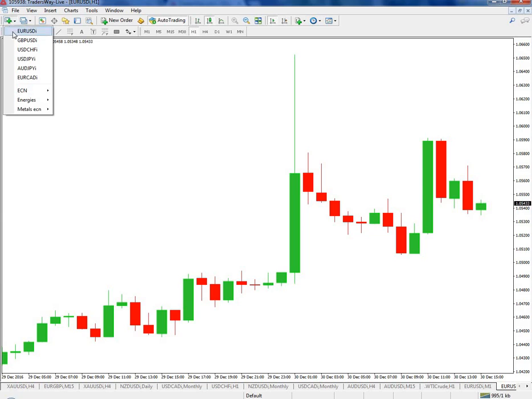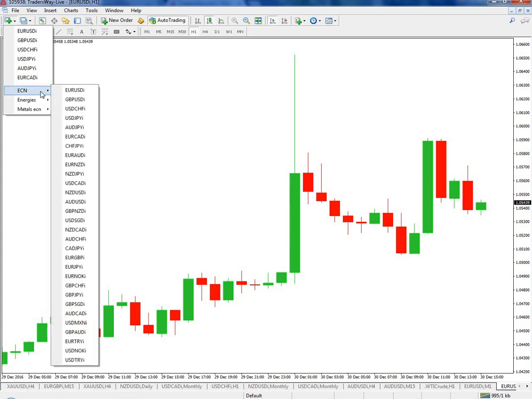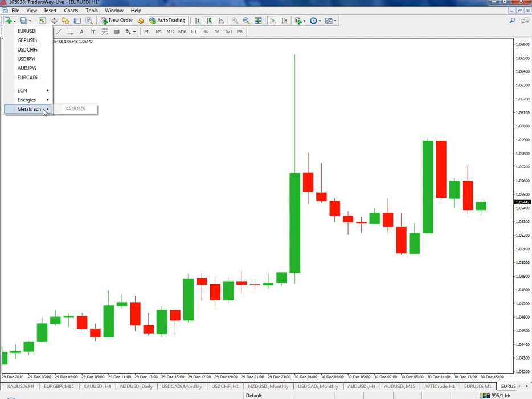For example, Euro USD, Great Britain Pound versus the US dollar, USD Swiss franc, USD Japanese yen, Australian dollar and Japanese yen, Euro and Canadian dollar, and then you have a lot more different pairs as you come down here. You can also trade energies like oil. You can trade metals like gold, silver. There's a lot of different options, commodities and pairs for you guys to choose from. So whatever pair you're going to trade, you want to make sure you choose that pair.